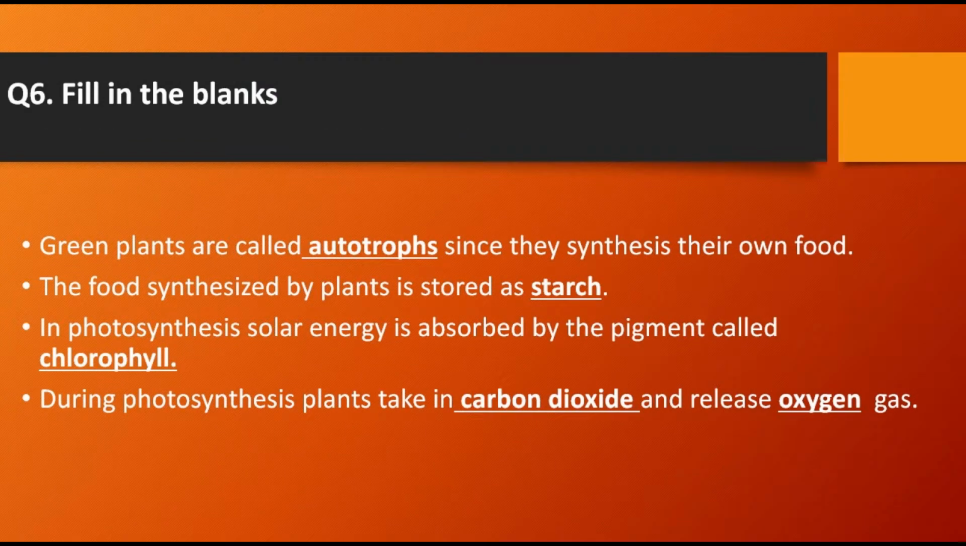Fill in the blanks. Green plants are called autotrophs since they synthesize their own food. The food synthesized by plants is stored as starch. In photosynthesis, solar energy is absorbed by the plant pigment called chlorophyll. During photosynthesis, plants take in carbon dioxide and release oxygen gas.